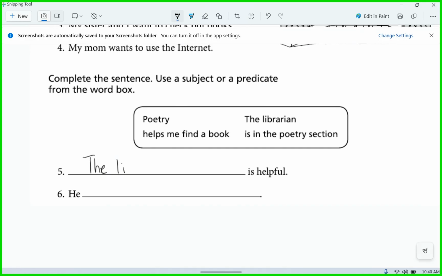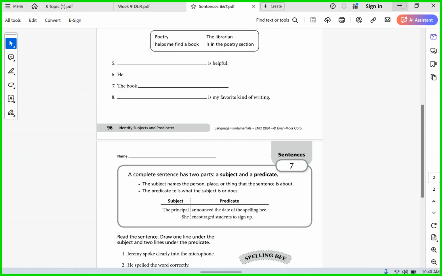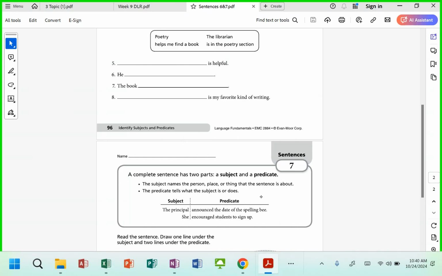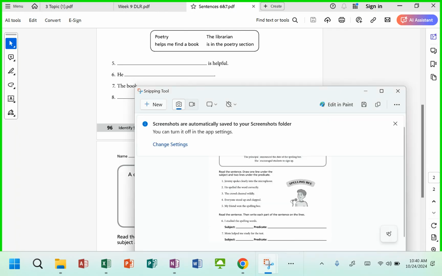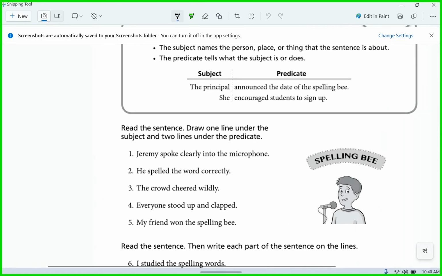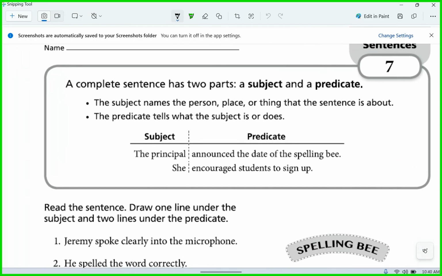All right, let's go on over to 7. Again, it says a complete sentence. Now, listen. This is how we're going to tie this into the stories you're writing. A complete sentence has a subject and a predicate. So it is not a complete sentence if it's missing one of these. The subject names the person, place, or thing that the sentence is about. The predicate tells what the subject is or does.